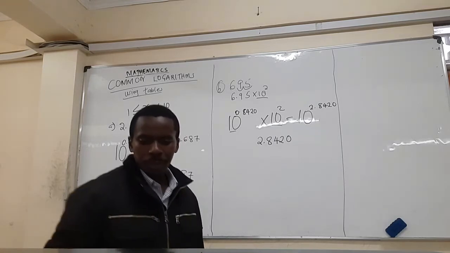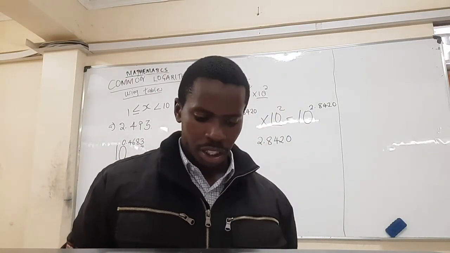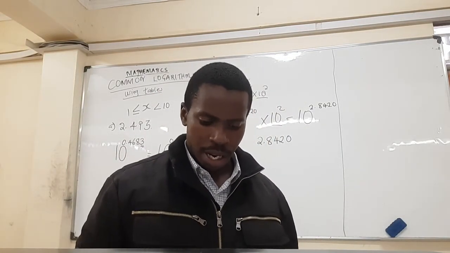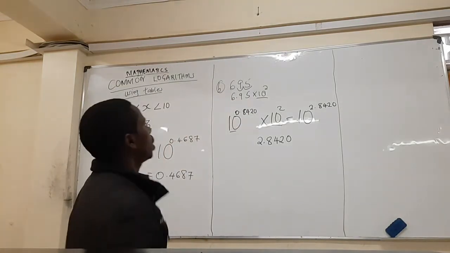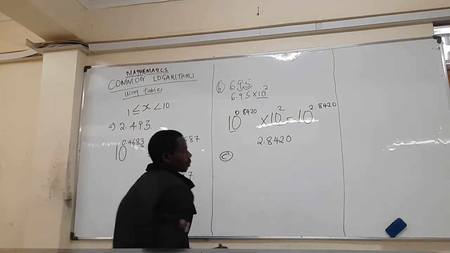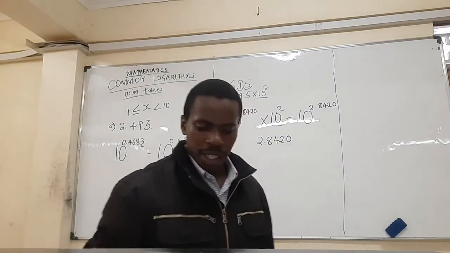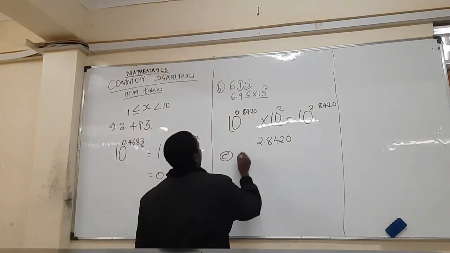That's how you can use the table to get the logarithm of a number that is greater than 10. And then you can have another case here, part C. We have 472,000.